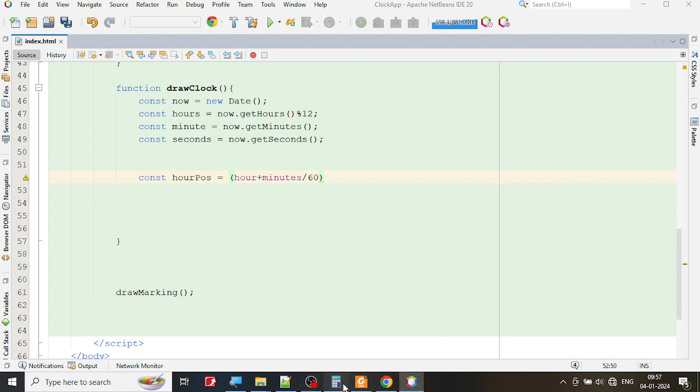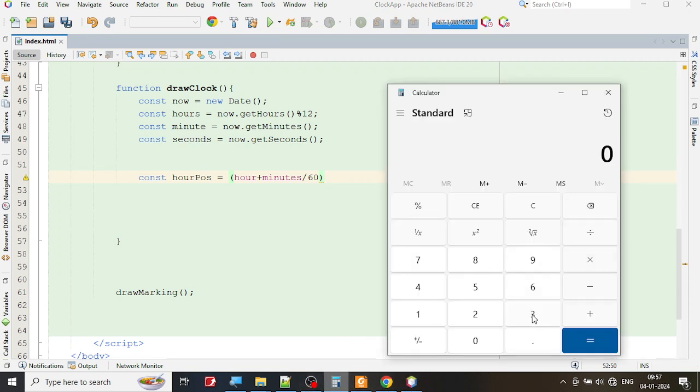Where is my calculator? My calculator is here. 360 divided by 12. So what is the answer? 30. Okay, so this is what I want to get to. So in our case, what is 360? I have already told you, this is 2 pi. 2 pi radians is equal to 360 degrees.